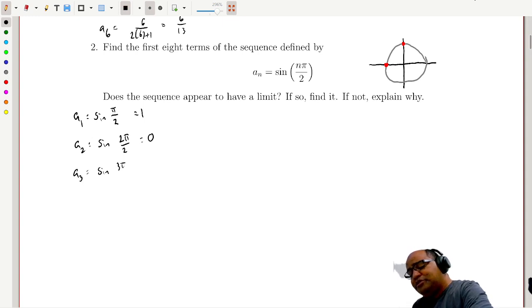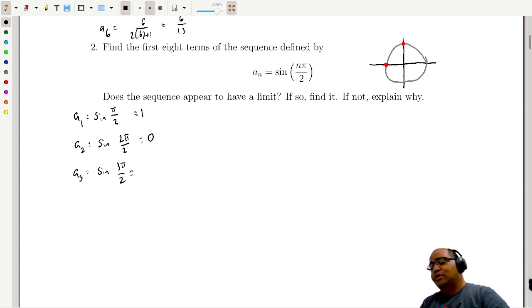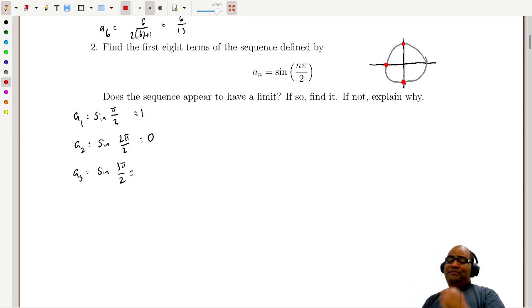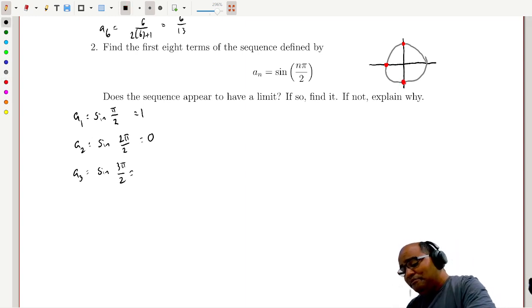And now how about a_3? Sine of 3 pi over 2. We mark that on our circle, that's down here. And so what is the sine of 3 pi over 2, everyone? -1.